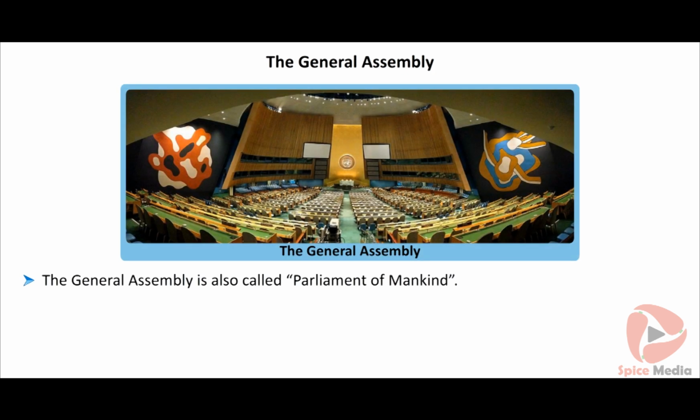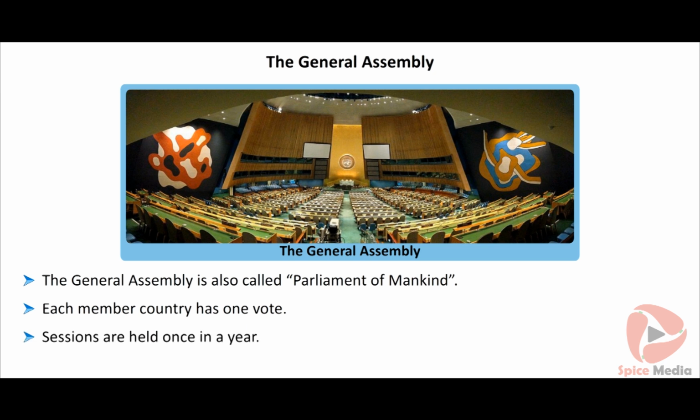The General Assembly is also called the Parliament of Mankind. Each member country has one vote. 5 members from each member country can represent the General Assembly. Sessions are held in the month of September every year.